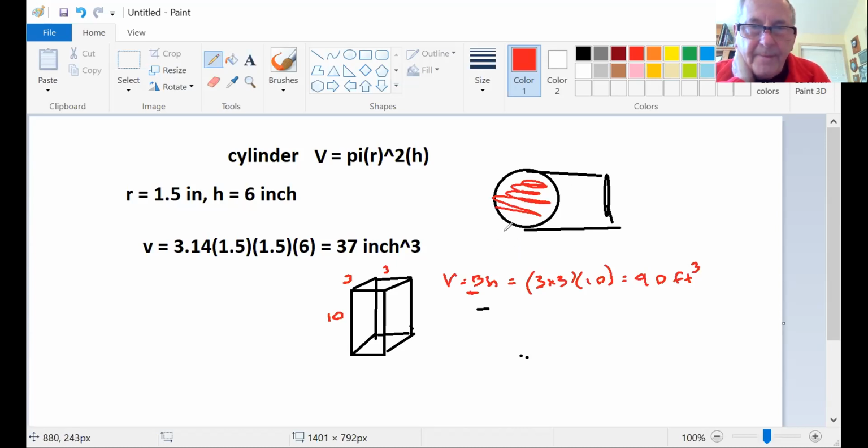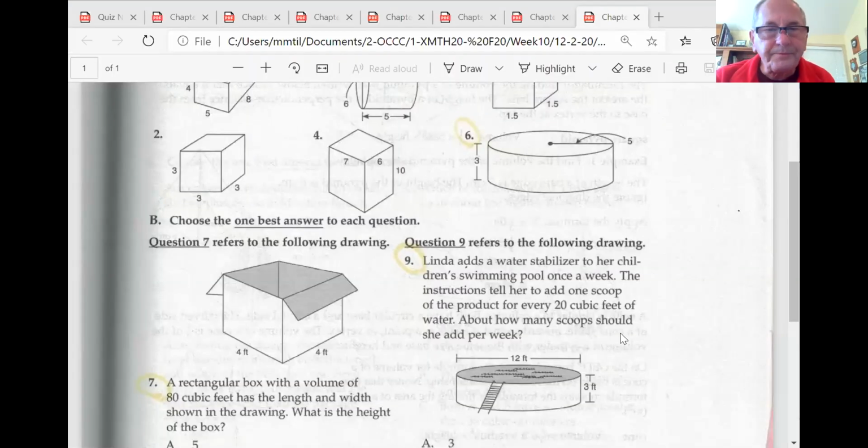You see that? If you're given the area of that base, you don't have to worry about pi r squared. You just need that value times the height. Okay. Questions on that? That's how you do that. Okay, let me see if there's anything else on this page.